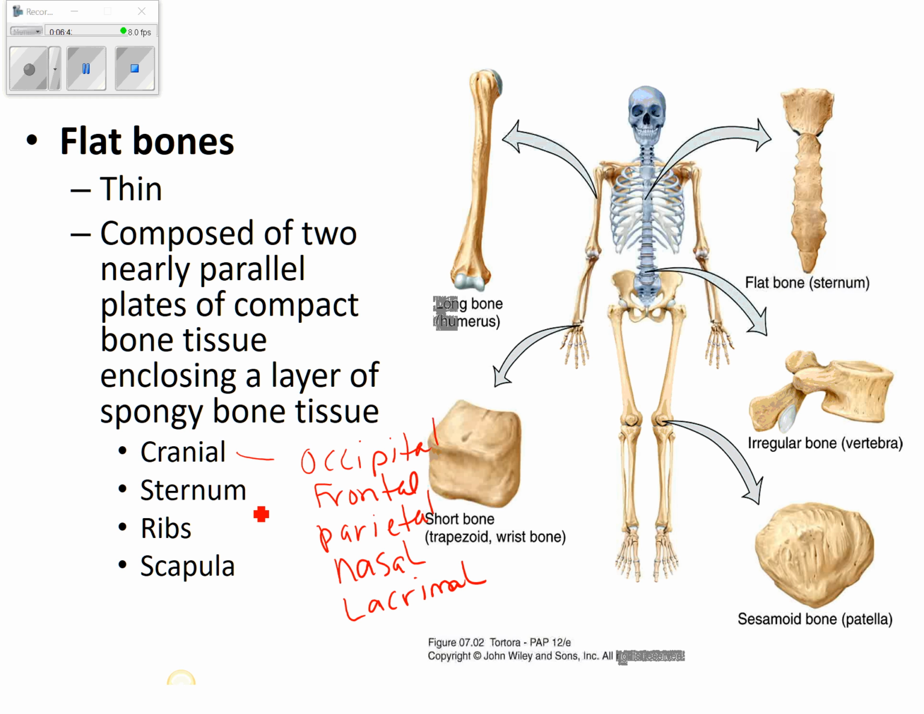You also have your sternum, the ribs, and the scapula, and also the os coxa bone, which is your hip bone, which is also a flat bone.